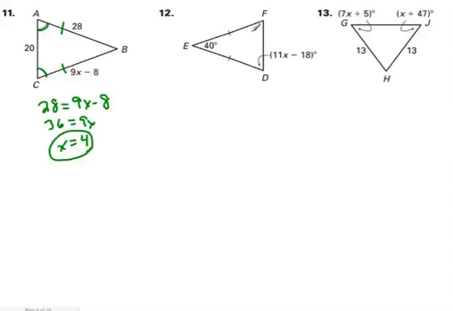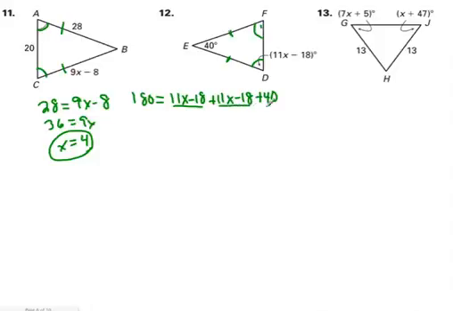Over here, it's a little bit different. We can't set 40 equal to 11x minus 18. What we can say is since these two sides are congruent, we can say these two angles are congruent. And one thing we can do then is say 11x minus 18 plus 11x minus 18, basically angle F up here, plus 40 degrees, all that has to be equal to 180 degrees. So that's by the triangle sum.